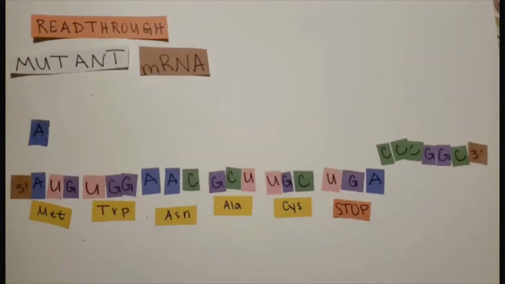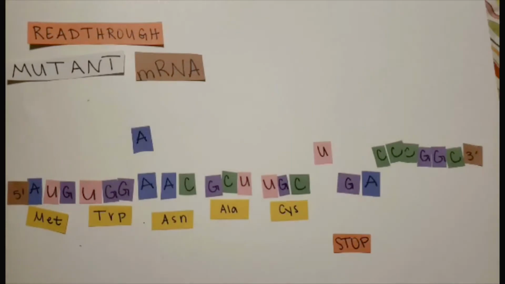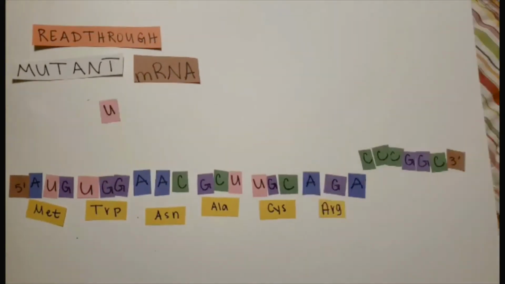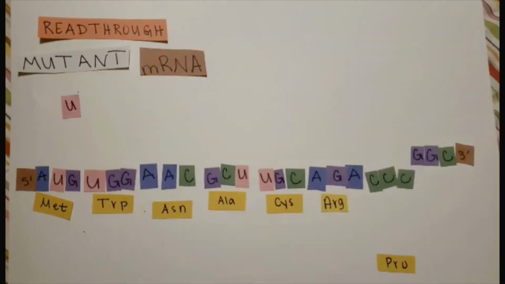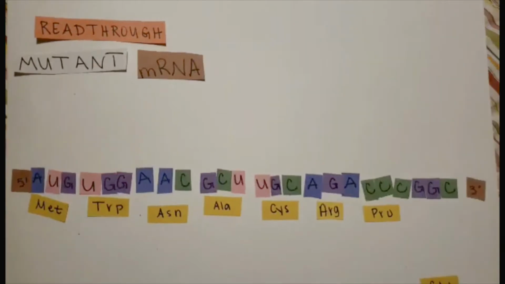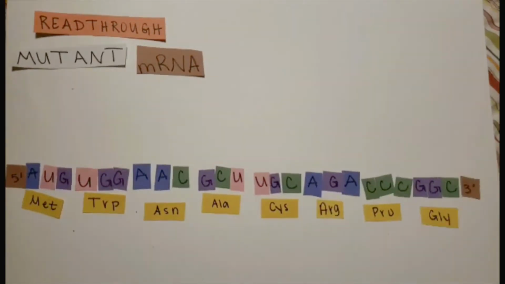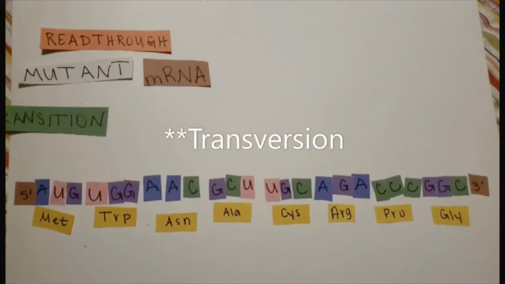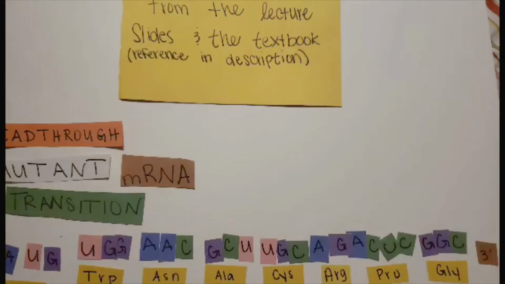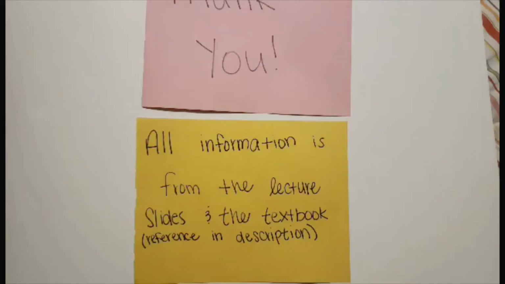Finally, let's look at a read-through mutation. This mutation occurs when a stop codon is mutated to code for an amino acid, thus causing translation to occur past where it should have stopped. For example, if the UGA were mutated to AGA, then when the ribosome comes to this codon, instead of stopping, it would read it as an arginine, then proline, then glycine, instead of stopping as it should. This pyrimidine to purine change is a transversion.